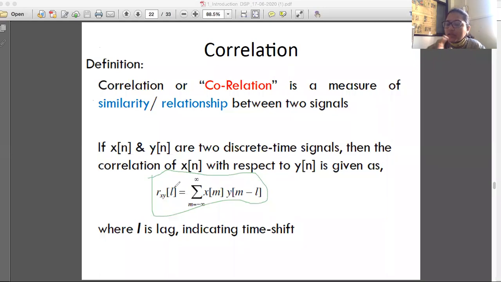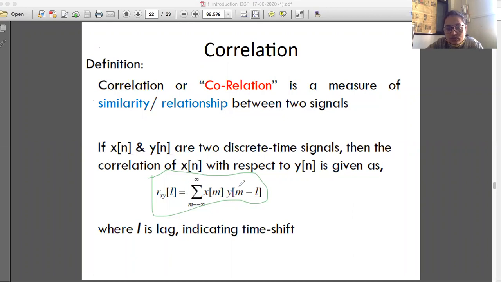Whether it may be a positive lag, which means delay, we can say it as x of L. It is the delay or lag or time shifting parameter. That is equal to summation, m varies from minus infinity to plus infinity, x of m, y of m minus L.